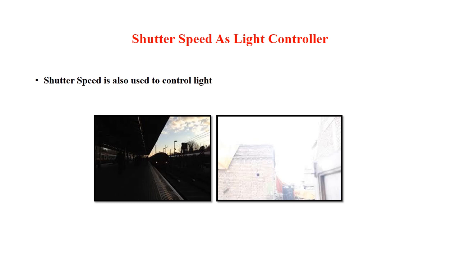So what we will do is increase the shutter speed number. We will keep it at 1/200, 1/400, 1/500. It will automatically decrease the amount of light which enters into the camera. So another important aspect of shutter speed is that it controls the amount of light which enters into the camera.